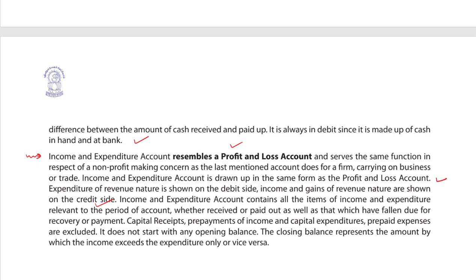Income and expenditure account contains all the items of income and expenditure relevant to the period of account, whether received or paid out, as well as those which have fallen due for recovery or payment. Capital receipts, prepayments of income and capital expenditure, prepaid expenses are excluded. It does not start with any opening balances. The closing balance represents the amount by which the income exceeds the expenditure only, or vice versa.